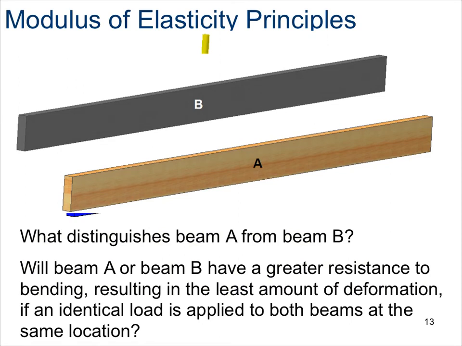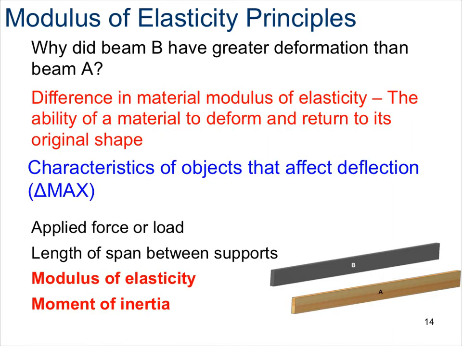So continuing with our discussion of modulus of elasticity, let's go ahead and compare these two beams based off their difference in chemical properties. Do you think beam A or beam B will have a greater deformation or a greater resistance to bending, resulting in the least amount of deformation if an identical load is applied to both beams at the same location? So hopefully you had an opportunity to think about which beam is going to have a greater deformation, and it turns out that beam B will.